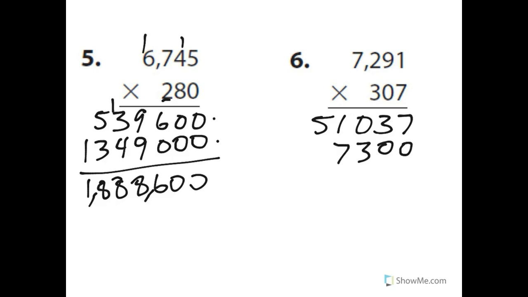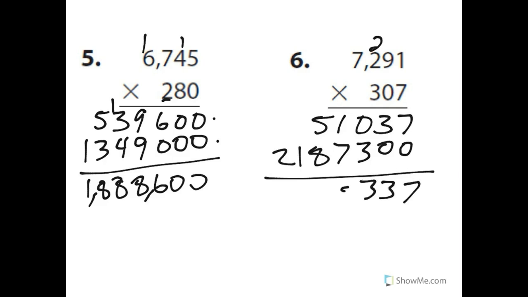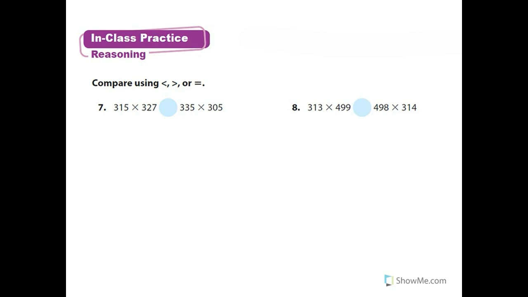Alright, so 3 times 1 is 3. 3 times 9 is 27. Carry that 2. 3 times 2 is 6. Plus 2 is 8. 3 times 7 is 21. So 7, 3, 3, 8, 13, 2, and 2. So 2,238,337. Big number. Alright, moving on to 7 and 8. Alright, yes, you are going to have to multiply. I know. How about I do this first one with you, and then you can do number 8.